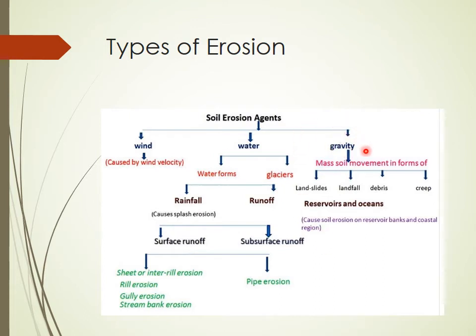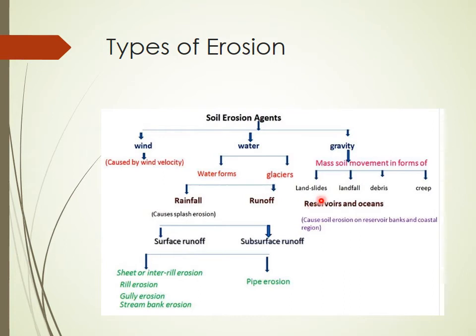Now we can go to the gravity type of erosion. Here mass soil movement takes place. At the same time, a mass of soil will be moved. It is due to gravity. Landslides, we know it, in hilly areas a mass amount of soil just flows down, that is called landslides. Then landfall also, then debris creep. These are all types of erosion caused due to gravity.